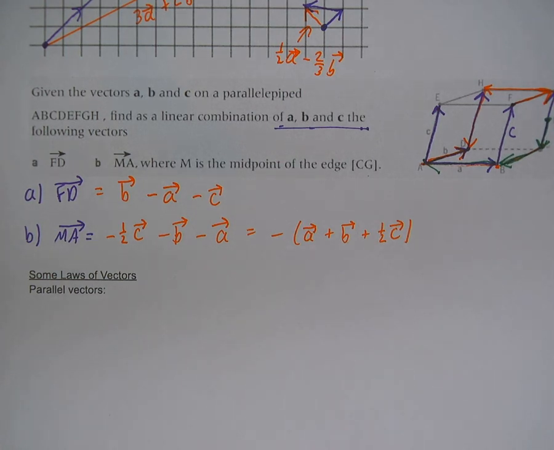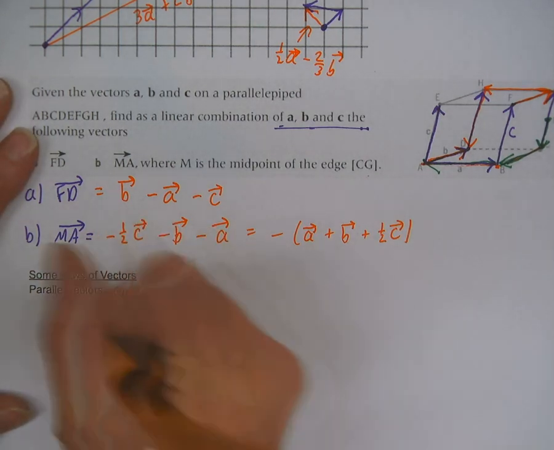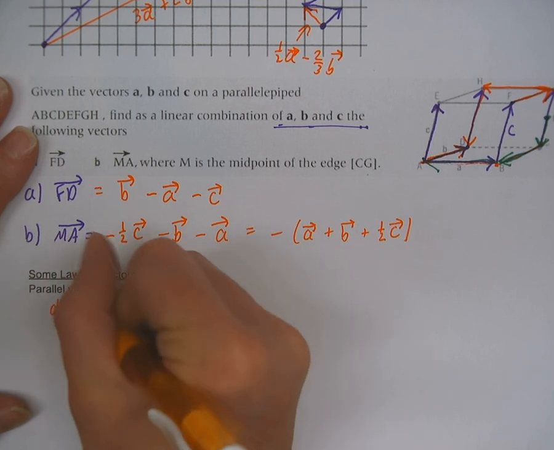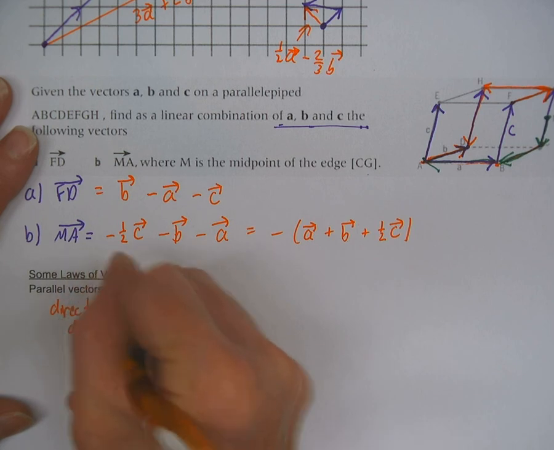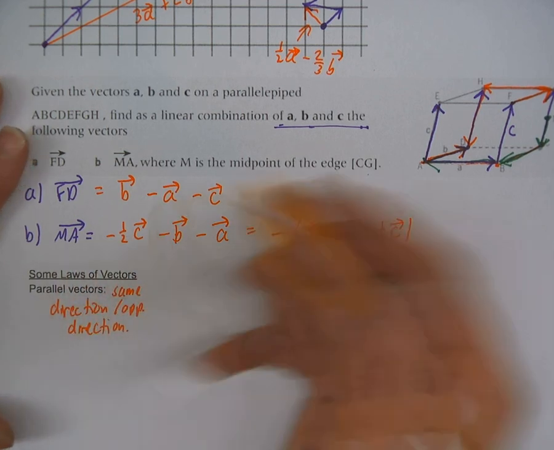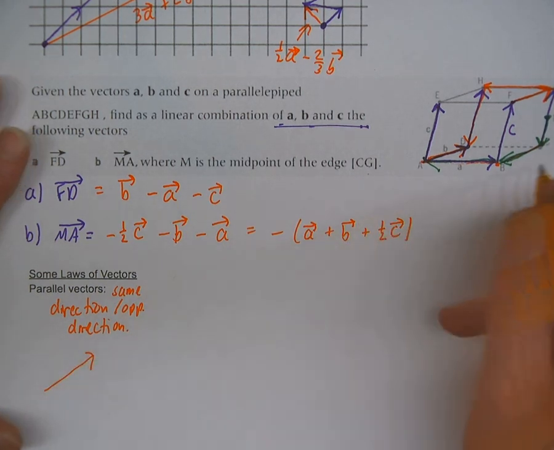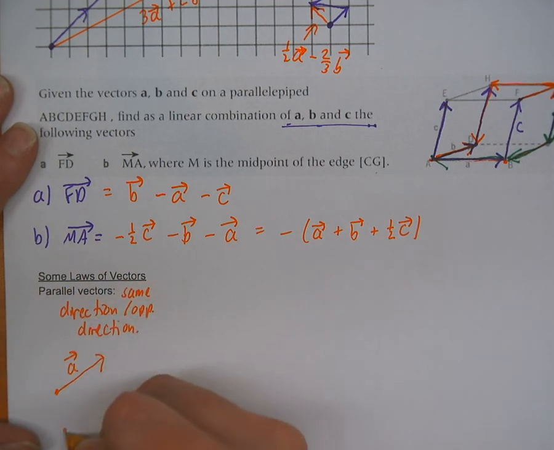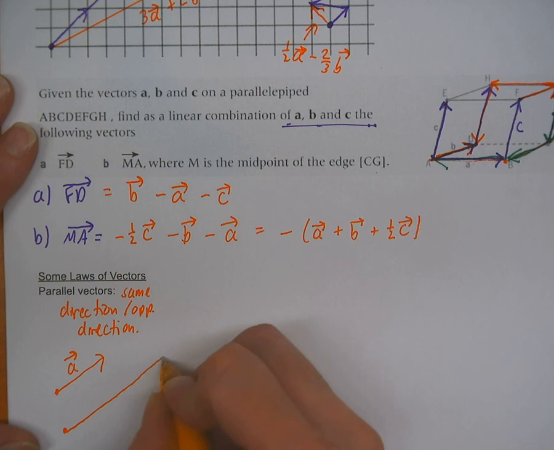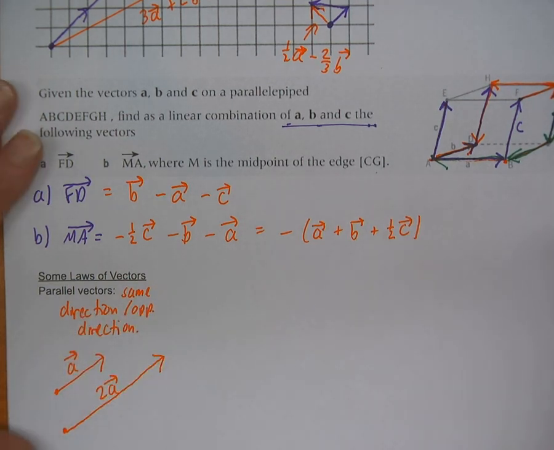Okay, let's talk about some laws regarding vectors. The first one we're going to talk about is parallel vectors. Parallel vectors are vectors that have the same direction or the opposite direction. Those are also considered parallel. I'll describe it numerically as well, but let's say we have vector A here, and we have another vector that's twice as long as that, but it's going in the same direction, like 2A, for example.